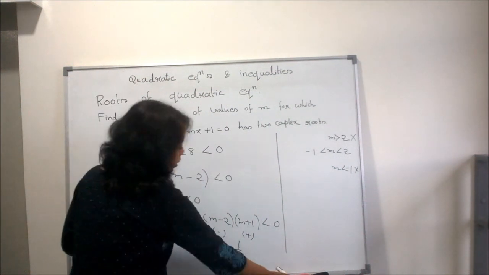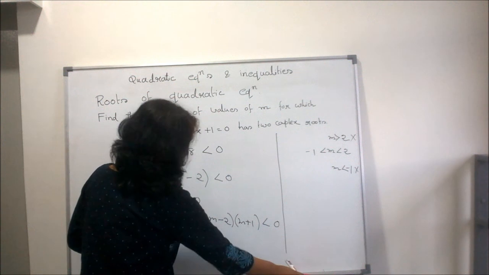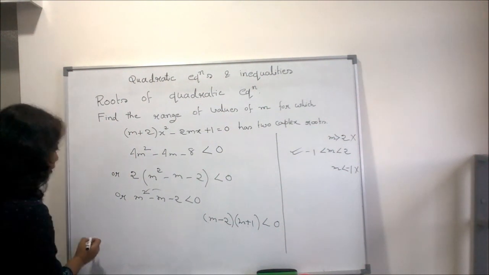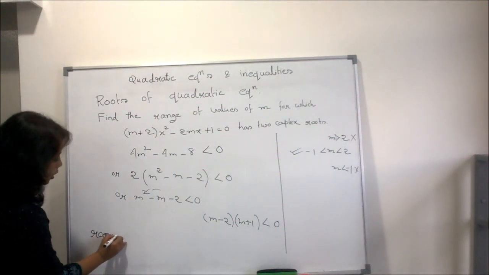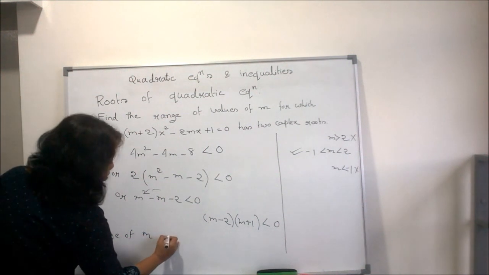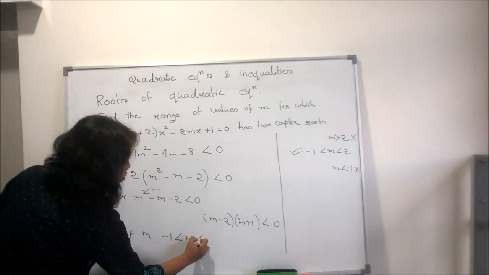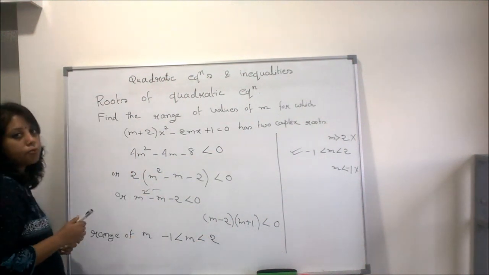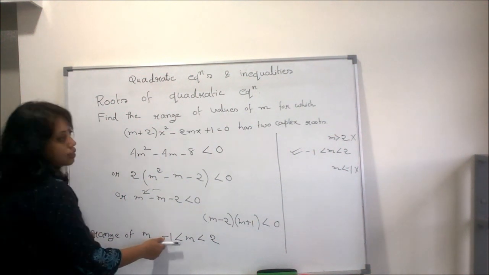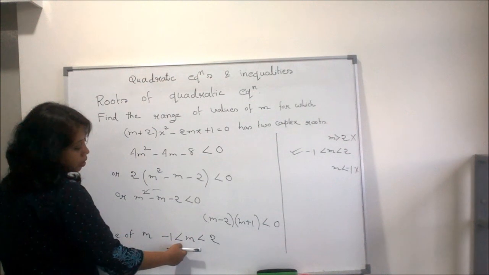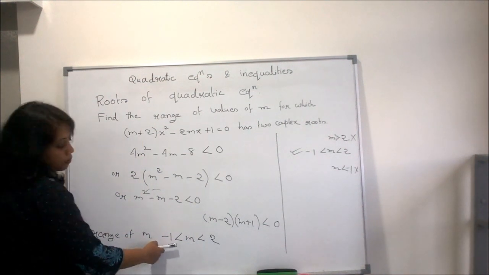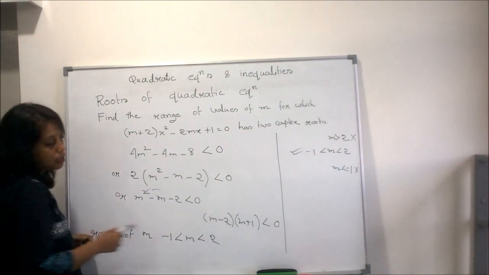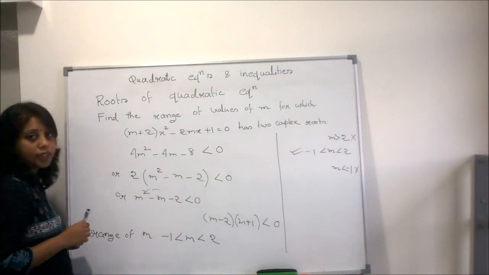So we consider this interval. Our range of m is minus 1 to 2. That means m is greater than minus 1 and less than 2. And you remember, we do not consider the case m less than or equal to 2 and greater than or equal to minus 1, because if we take equal to, then this becomes 0, but it is not considerable. Here we have taken less than 0.